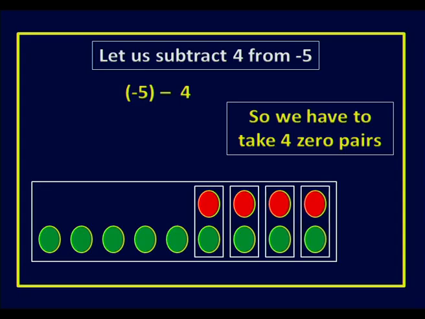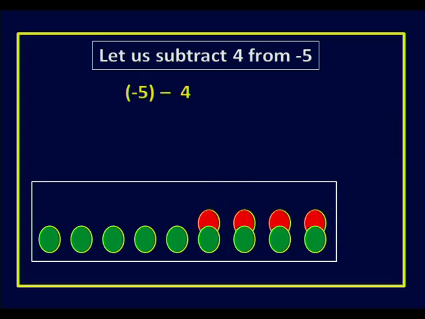Now, out of these 4 zero pairs, what are positive ones here? All red ones are positive ones. Now, since we are subtracting positive 4, we remove all these 4 red coins. Once we remove all these 4 red coins, we are left with only green coins. Now, count the number of green coins, children. Yes, they are 9. That means it represents minus 9. So, children, minus 5 minus 4 is equal to minus 9.